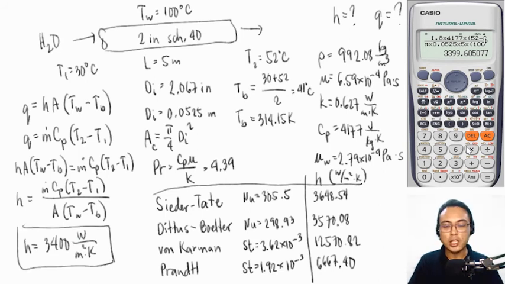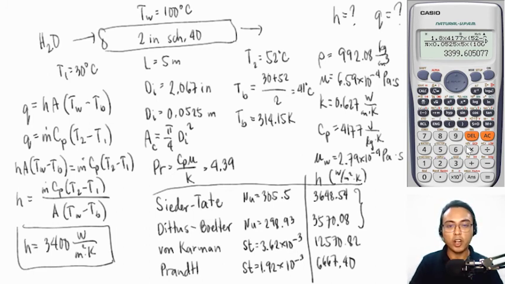Now, in this instance, we were able to solve for the actual value of the heat transfer coefficient because we are given the outlet temperature of the water. In some instances, you will not be given the outlet temperature of the water. That's why you have to rely on correlations to determine the heat transfer coefficients. And based on our choice of the correlations, both the Sider-Tate's and Ditus-Boelter equations were fairly close to our actual heat transfer coefficients. Okay? While the von Karman and the Prandtl analogies were very far from our values.